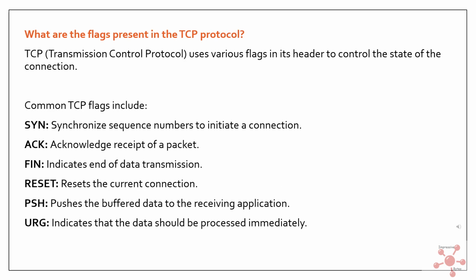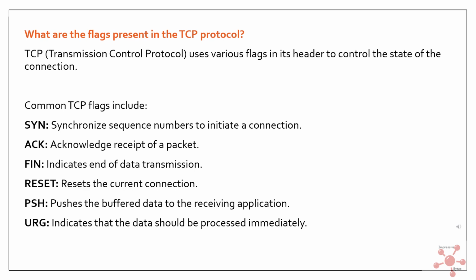What are the flags in the TCP protocol? TCP flags are like communication signals. We have the SYN to initiate a connection, ACK to acknowledge, FIN to signal the end of transmission, reset to restart a current connection, PSH to push buffered data immediately, and URG to prioritize certain data.